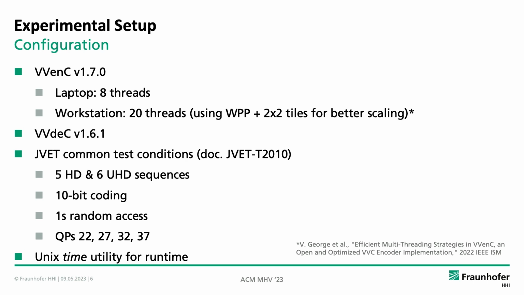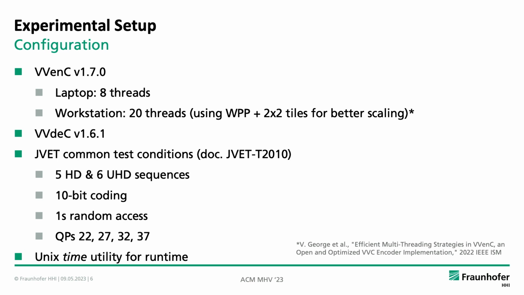In addition to that, we use wavefront parallel processing, which processes CTUs, the basic block size, in parallel, and 2x2 tiles. We divide a picture into 2x2 tiles to get better scaling and make the most of the 20 threads used. For VVdeC, we used 1.6, and followed overall the JVET common test conditions, which you can find in document T2010.